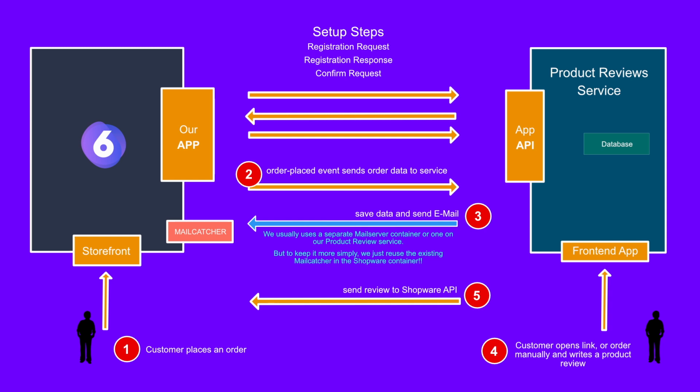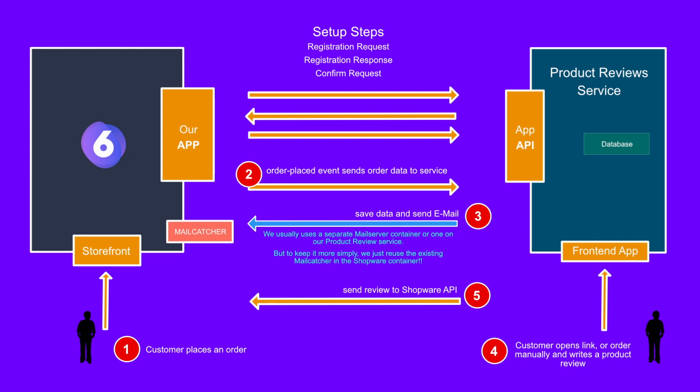When a customer in step 1 places a new order, step 2 is fired, which is a webhook, an order placed event that will send the order data to our product reviews endpoint. So our product reviews endpoint backend service is saving the new order, at least the data it needs, in its local database. In step number 3, an email with a deep link is being sent out.